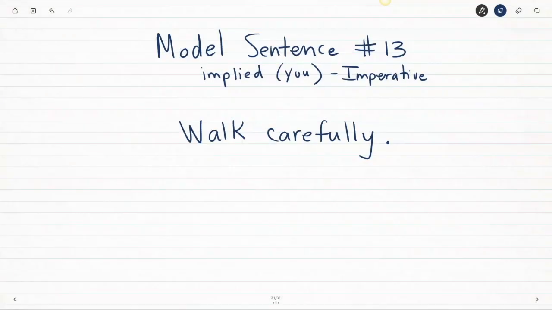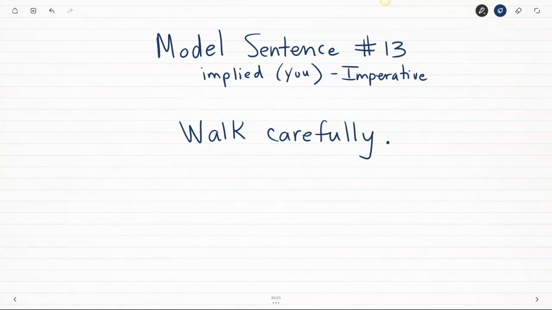Okay, on to model sentence number 13. What we are learning in this model sentence is another type of sentence. So it would be good to review the 4 types of sentences with the students. Okay, we're looking at an imperative sentence, which is a command. So if we command people around to do something, that is called an imperative sentence.